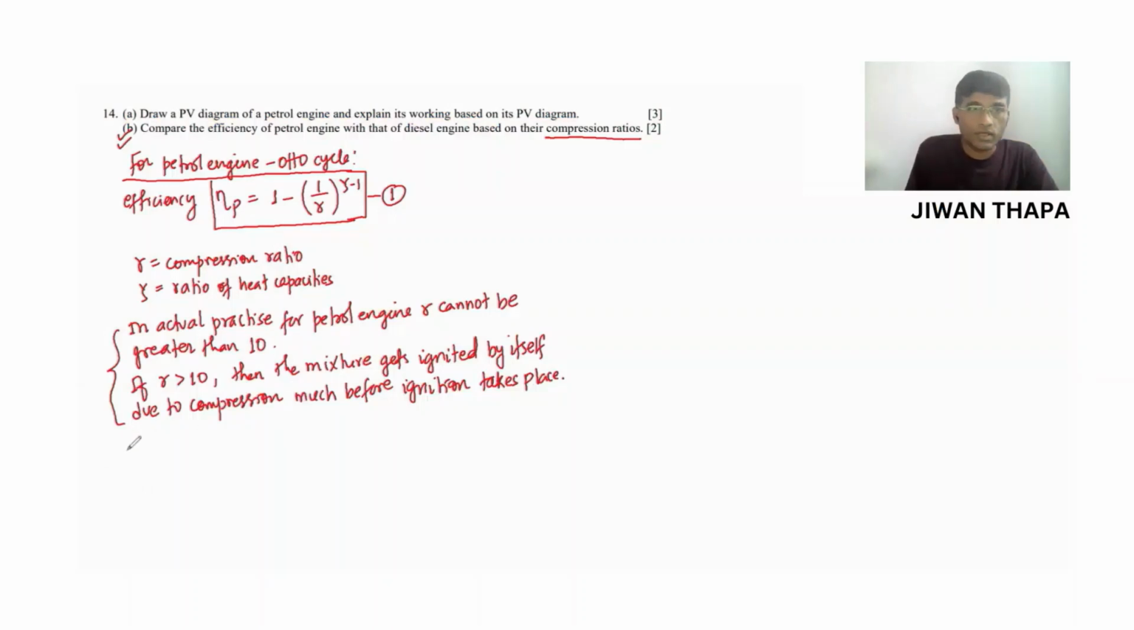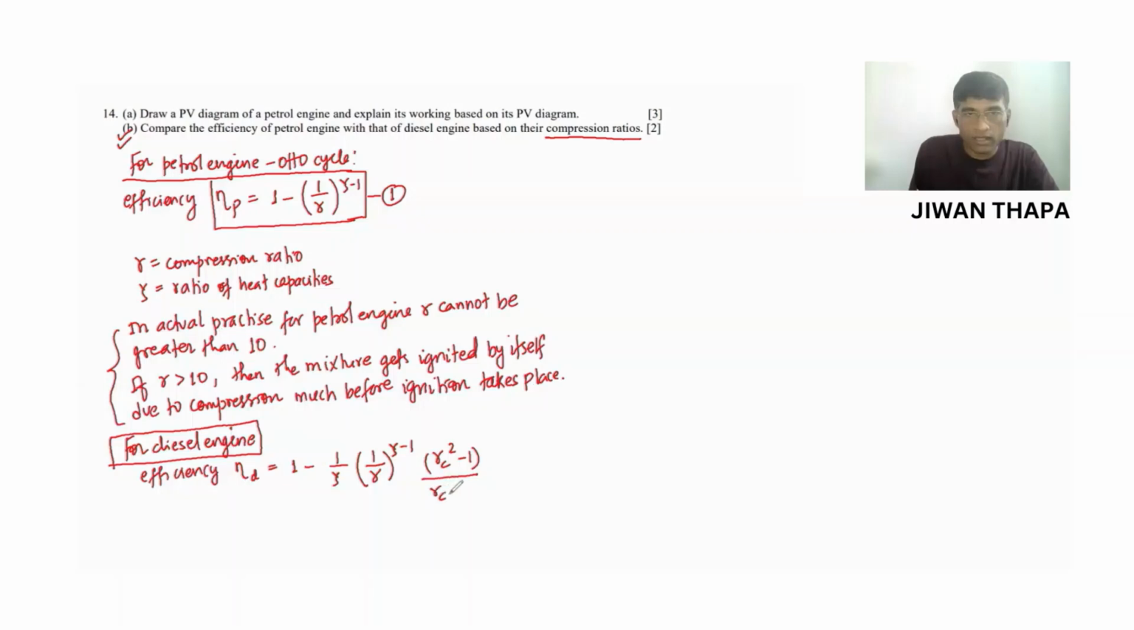Now, for diesel engine, efficiency, so I'm writing in this way, eta d equals 1 minus 1 by gamma, 1 by r whole power gamma minus 1, rc square minus 1 by rc minus 1.